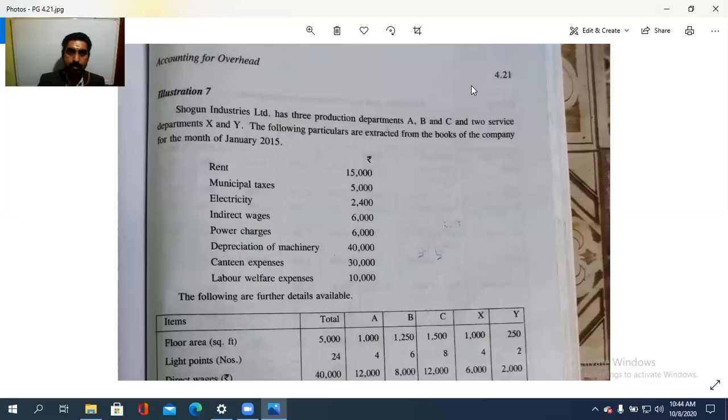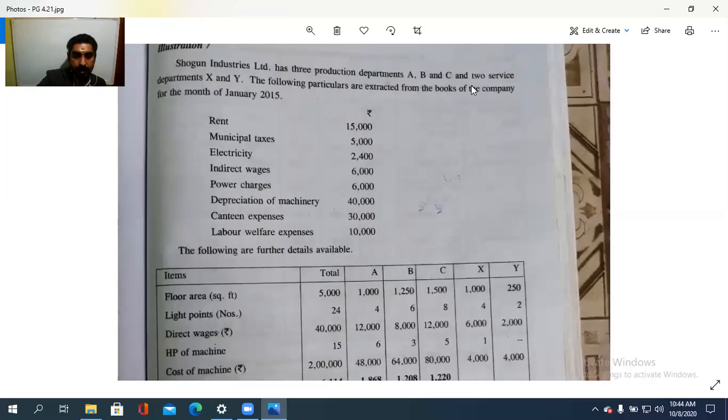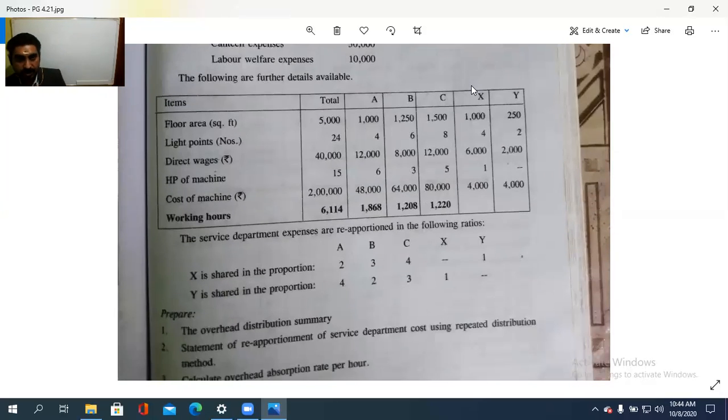So under the repeated distribution method, we will give one more problem. Shogun Industries Limited has 3 production departments A, B, and C, and 2 service departments X and Y. The following particulars are extracted from the books of the company for the month of January 2015. These expenses need to be apportioned on the basis of the below details: rent, municipal taxes, electricity, indirect wages, power charges, depreciation on machinery, canteen expenses, labor welfare expenses.